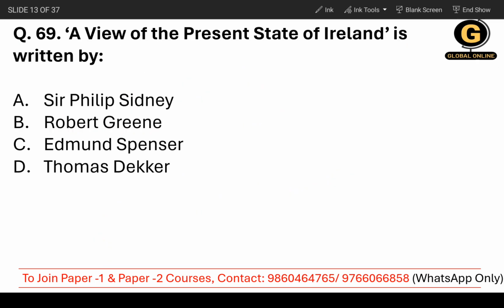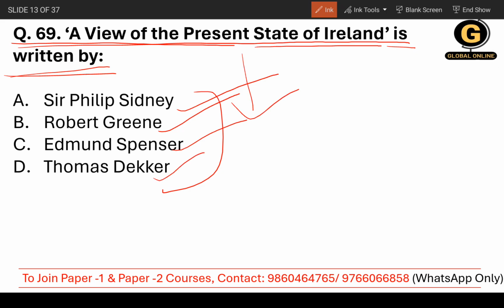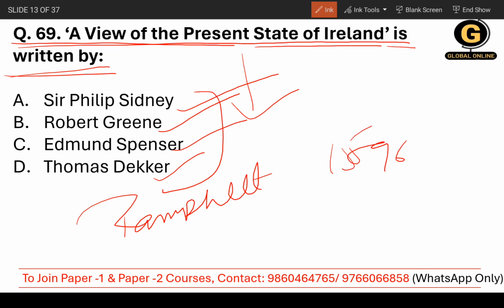Moving on to question number 69. A View of the Present State of Ireland is written by. Options are Sir Philip Sidney, Robert Greene, Edmund Spenser, Thomas Dekker. So it's basically a pamphlet. Okay, the year is 1596, and it was written by Edmund Spenser. Okay, the correct answer is Edmund Spenser.